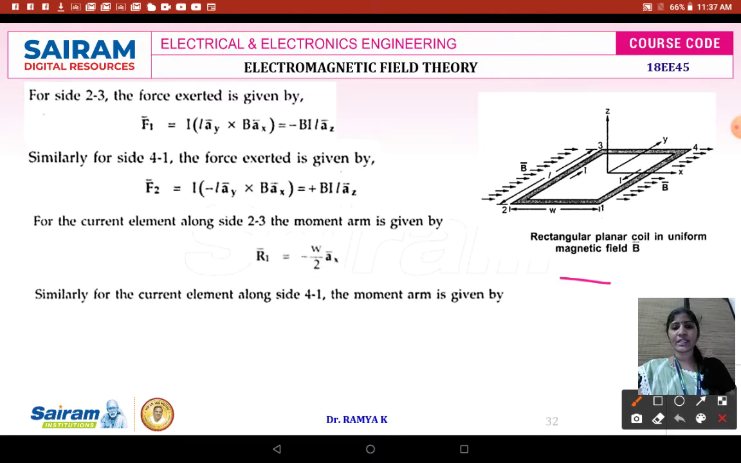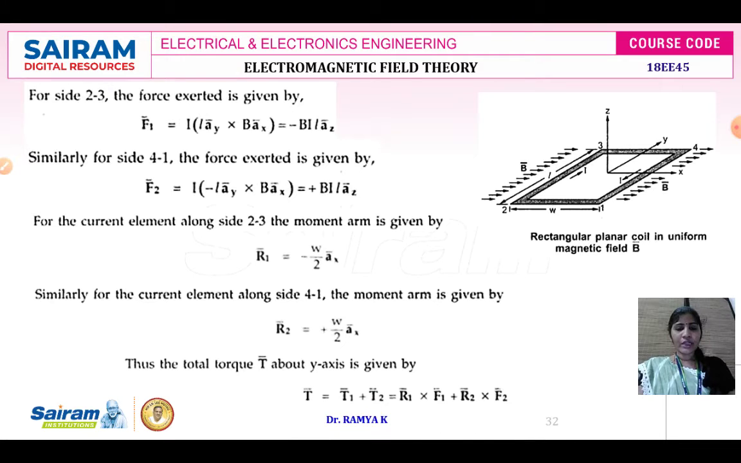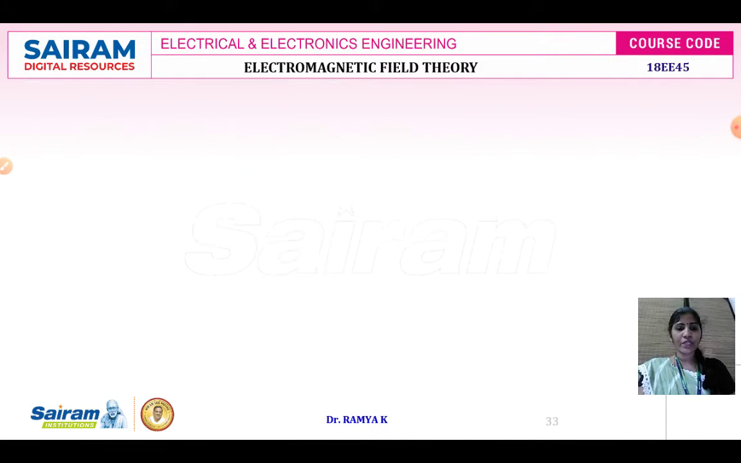Similarly, when you go for the other side, 4 to 1, it is going to be W by 2. You take one side as positive and the other side as negative. Therefore, the total torque about your y-axis, T, is equal to T1 plus T2, which is equal to R1 cross product with F1 plus R2 cross product with F2.